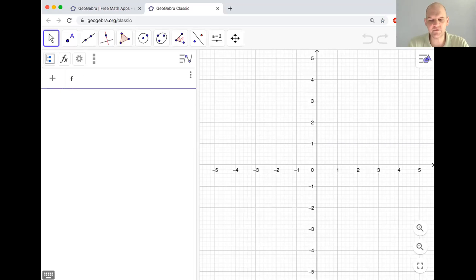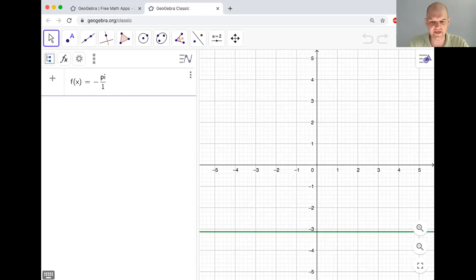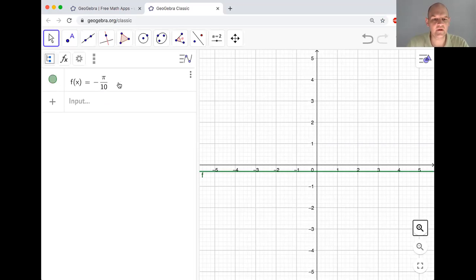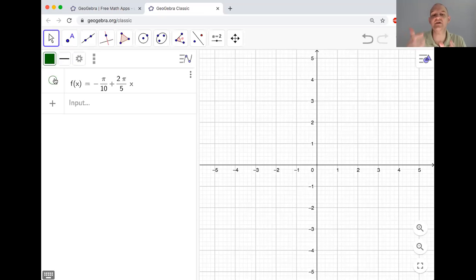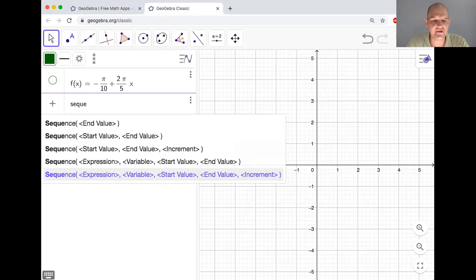So that's useful. What I want to do is try to plot these. I'm going to do a weird thing. I'm going to define a function, f of x, and it's going to be the thing that's generating my angles. So it's negative pi over 10 plus 2 pi over 5 times x. I don't want to see this, but this is the thing that's generating the angles. And x is really k, and k is going to go from 0 to 4. I'm doing that because I'm going to create a sequence, and I would like it to be as compact as possible.